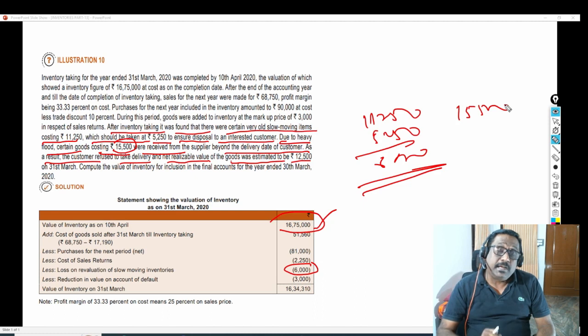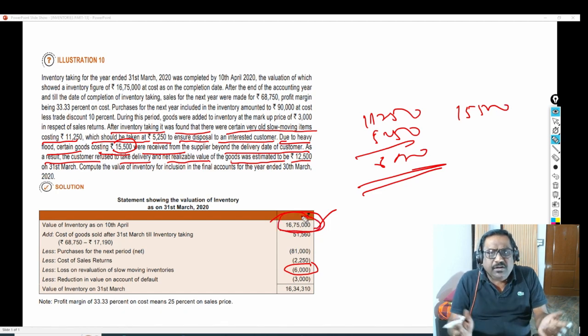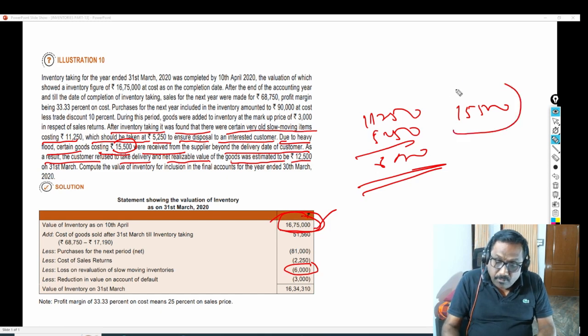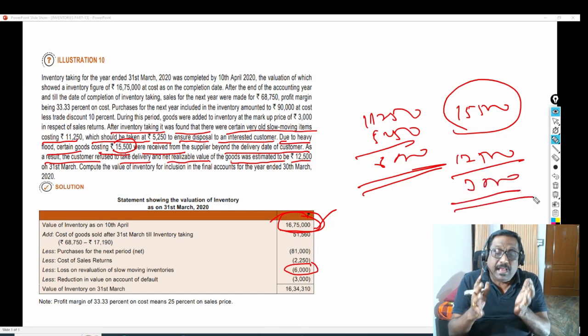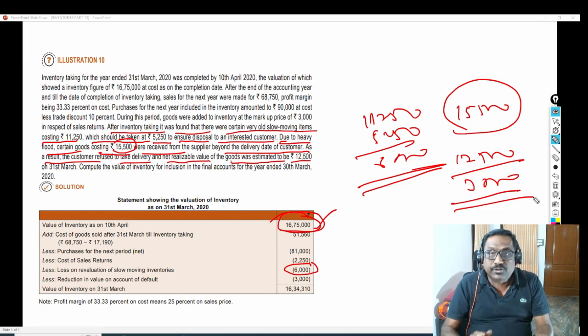But what is the realizable value of that inventory? If the realizable value of the inventory is 15,500, that is already included in 16,75,000. I don't need to be bothered. Whereas the realizable value of this 15,500 is 12,500 only. That means 3,000 worth of value of those goods is reduced. So that is a loss for us. So that has to be reduced from our inventory.